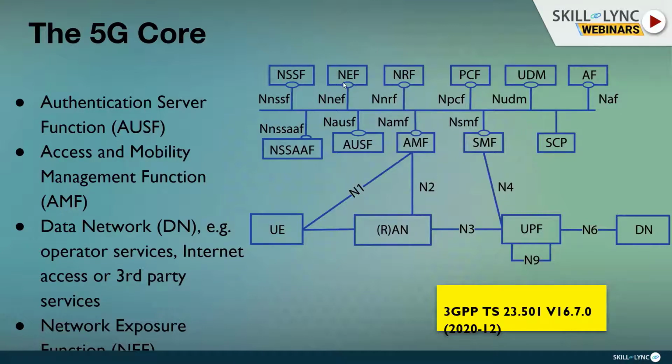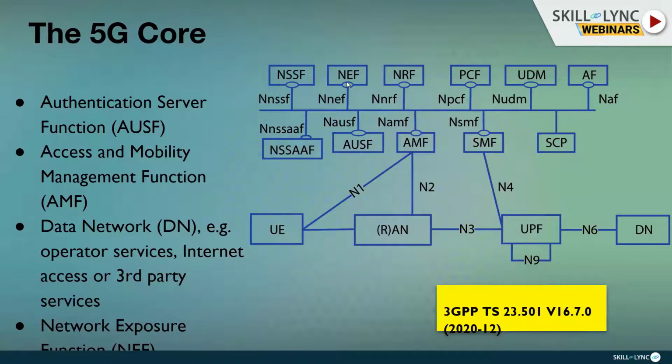You will see that we have the NEF, that is the network exposure function. This is kind of a menu of this network. It means that when this 5G core is connected to another 5G core, this will tell you what services are being provided by which node, using the network repository function.